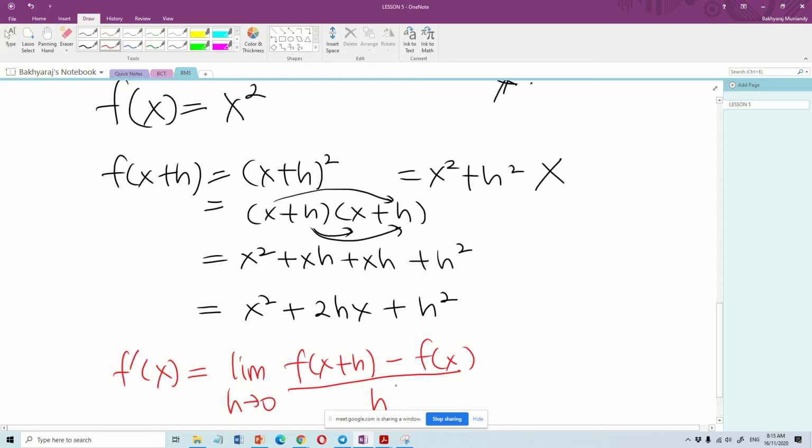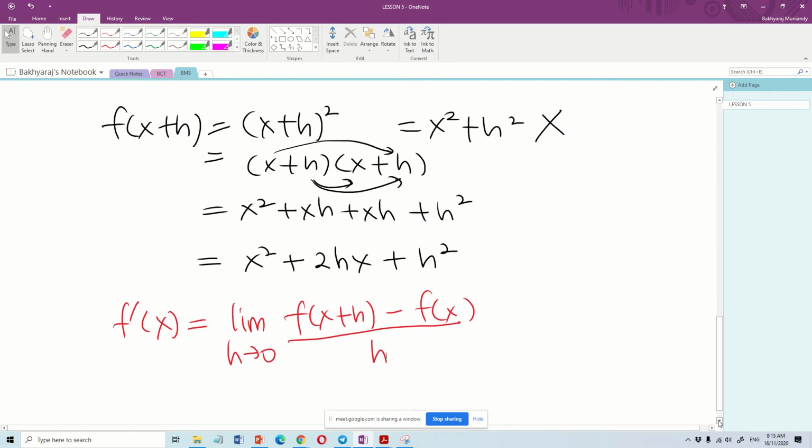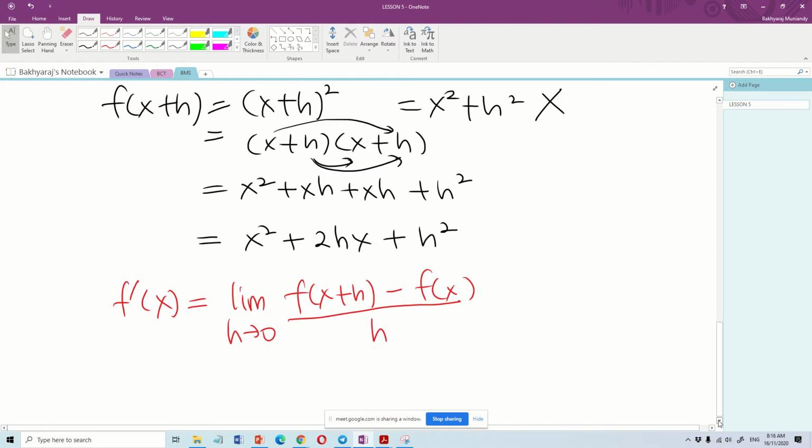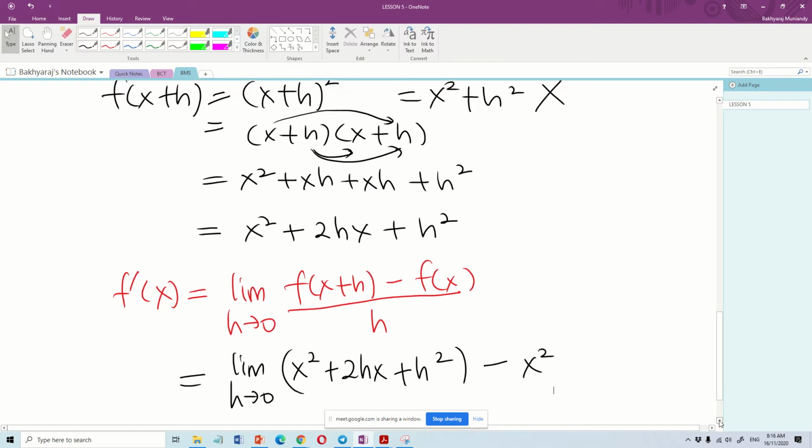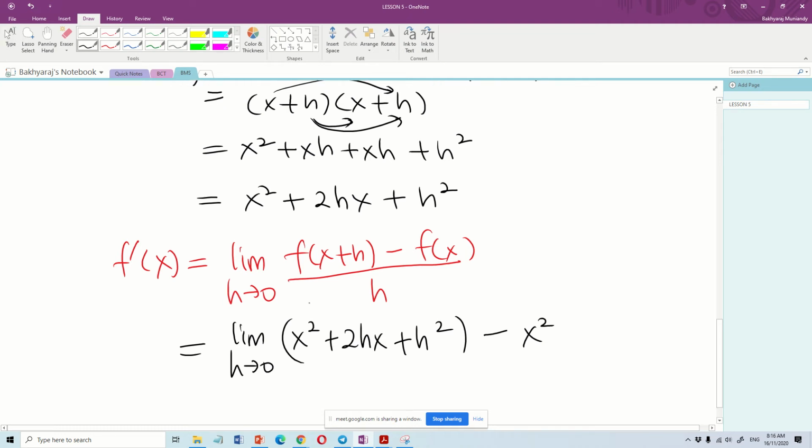Okay, so we're going to substitute now. Okay, kita masuk dalam tu. Okay, so substitution will give you what? Limit h approaches 0. Okay, function apa dia? x square plus 2hx, okay, correct, plus h square. Ini better put in bracket lah. Bracket minus x square and then divided by h. Very good. Divided by h.